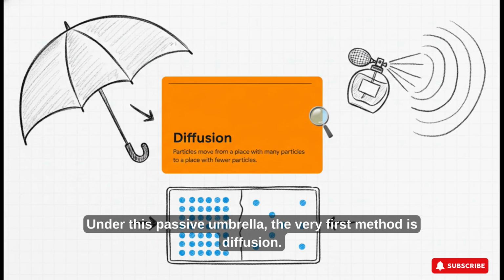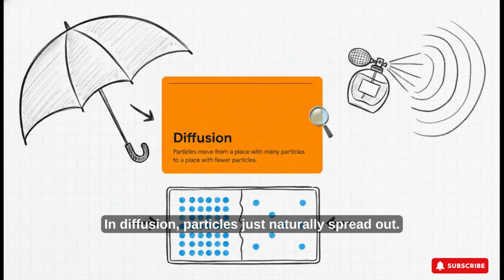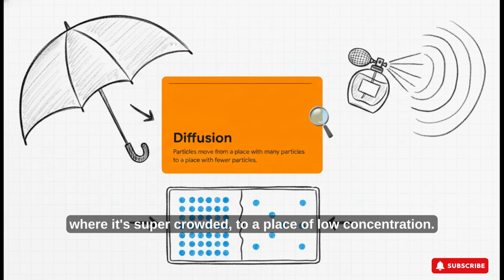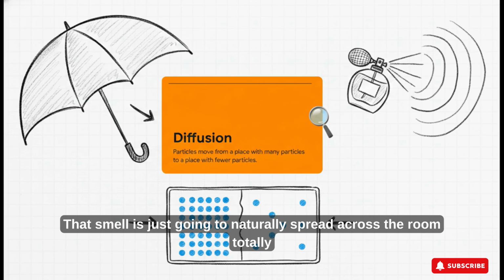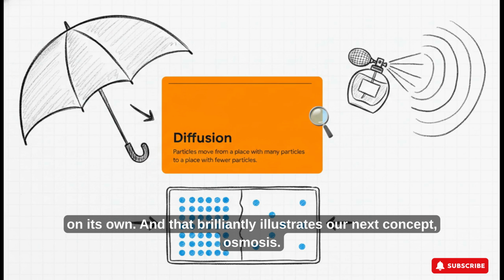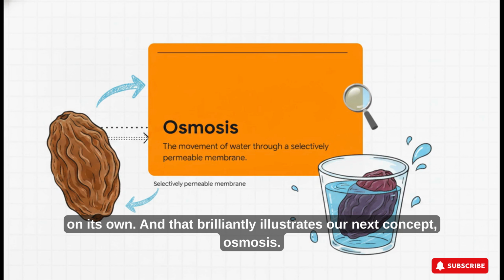Under this passive umbrella, the very first method is diffusion. In diffusion, particles just naturally spread out. They move from a place of high concentration, where it's super crowded, to a place of low concentration. It's kind of like someone opening a bottle of perfume in the corner of a room. You don't have to do anything, right? That smell is just going to naturally spread across the room totally on its own. And that brilliantly illustrates our next concept, osmosis.